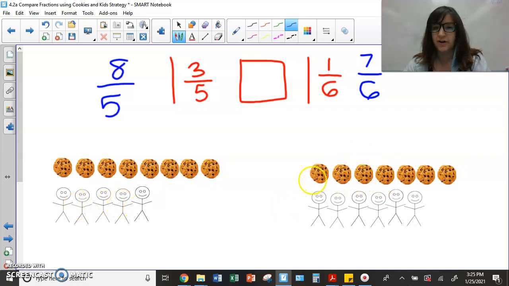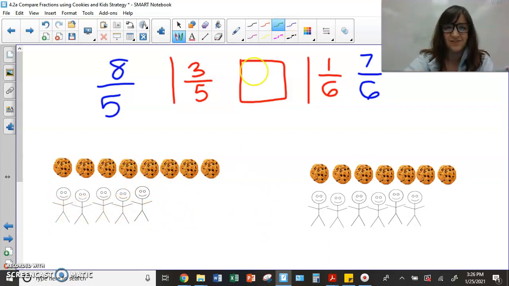And then over here, it's still a better situation than the other problems previous, but there are 6 of them and there are 7 cookies. So it looks like between the two, this group is going to end up better because there's more cookies to share amongst them. And I want more cookies. So I would rather be one of the kids in this group. So I can easily see that this fraction is greater.